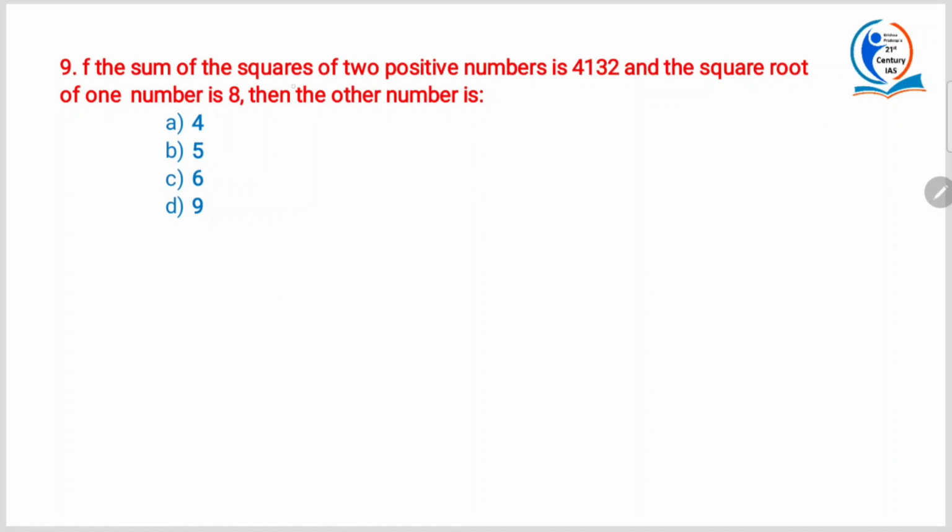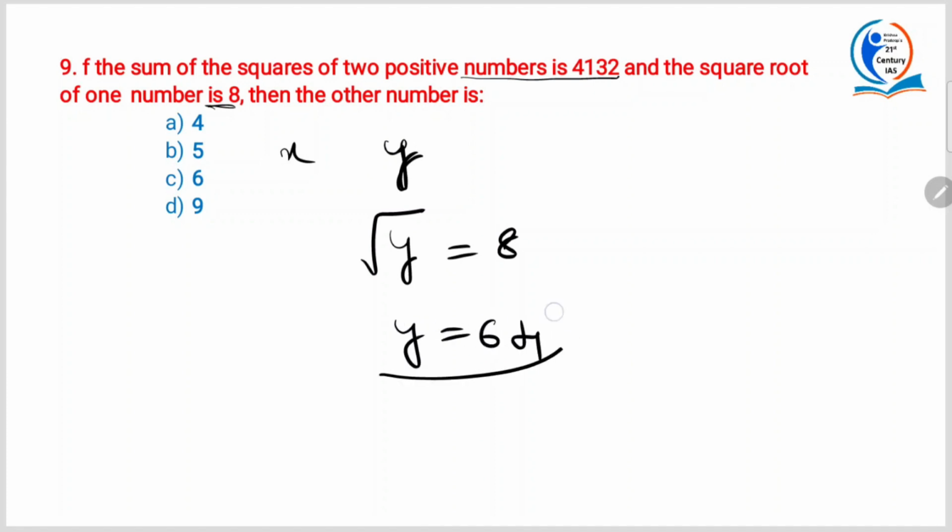If the sum of the squares of two positive numbers is this much and the square root of one number is 8, then the other number is. Okay. He's saying, let the two numbers be x and y. This fellow is saying that the square root of one number is 8. So y is the number, suppose. Square root of y is 8. So y will become what? 64. This step, no, many people will commit mistake here.